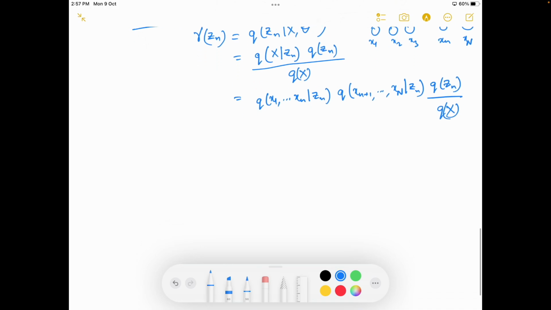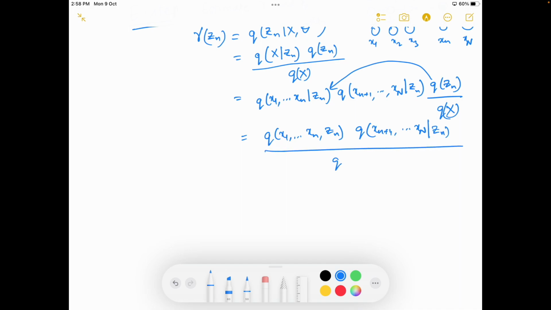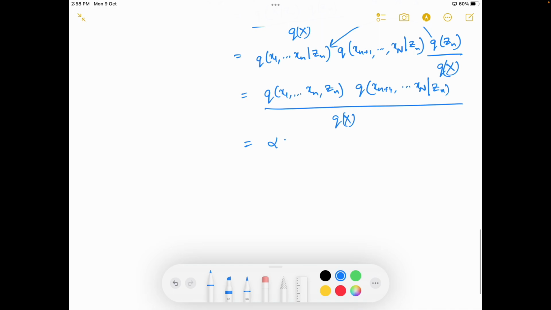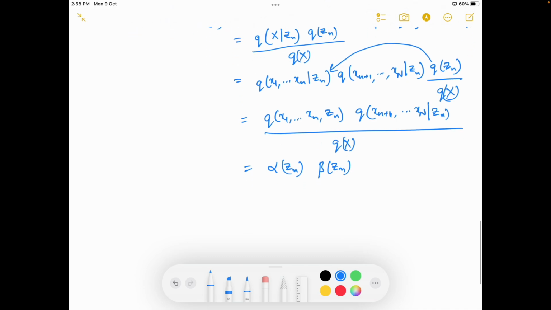Now what we do is, we combine these two. What will it become? Q of x1 so on up to xn comma zn times q of xn plus 1 so on up to x capital N given z small n divided by q of x. Now let's call the first term alpha of zn, the second term beta of zn. We will see that these terms now kind of iterate. Iterate means for any n, you compute this term, divide by qx. That is my gamma zn.